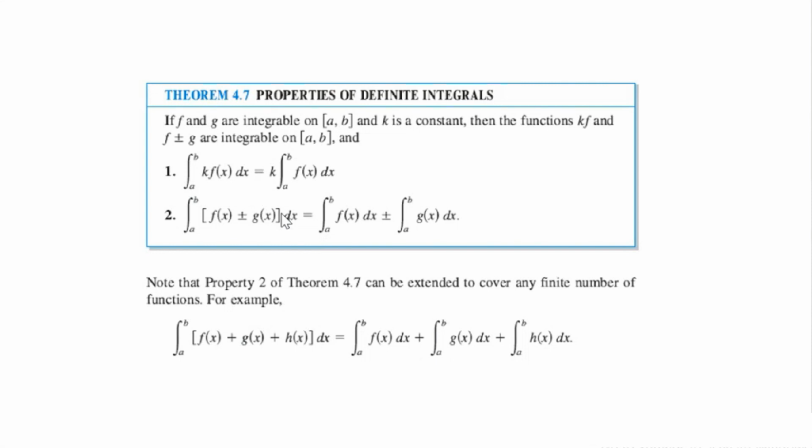Number two, we have the integral of the sum of the two functions dx evaluated from a to b, which is equal to the integral of f(x) dx from a to b plus or minus the integral of g(x) dx from a to b. Note that property number 2 of this theorem can be extended to cover any finite number of functions. Meaning to say, we can add as many functions as we can.